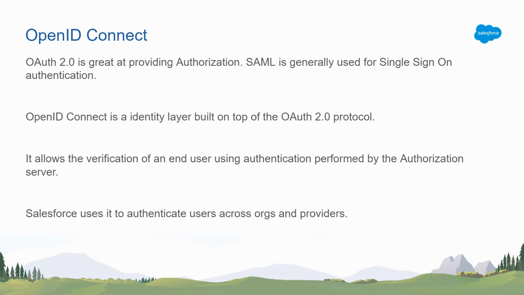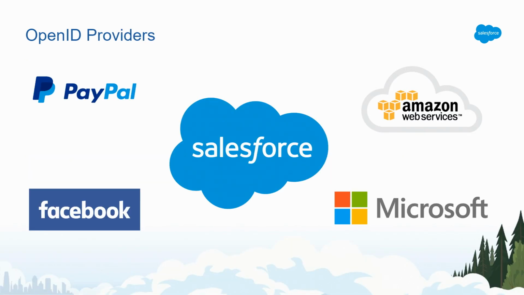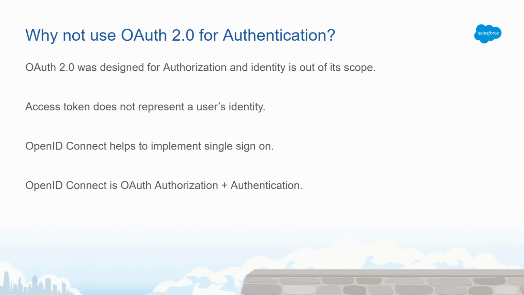So Salesforce supports this extensively. You can use Salesforce as an OpenID Connect provider, and you could have another Salesforce using your first Salesforce instance to log into the second Salesforce instance. You could do that. This has happened in the last few years, and a lot of different systems and applications are using OpenID, and they have become providers of OpenID, including Facebook, Microsoft, AWS, and obviously Salesforce. So then the question is, why can't we use OAuth 2.0 for authentication?